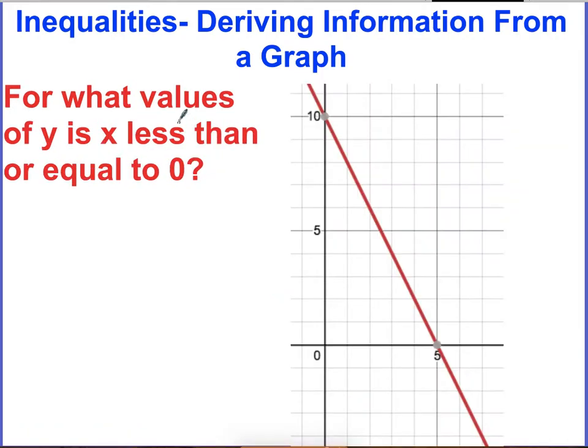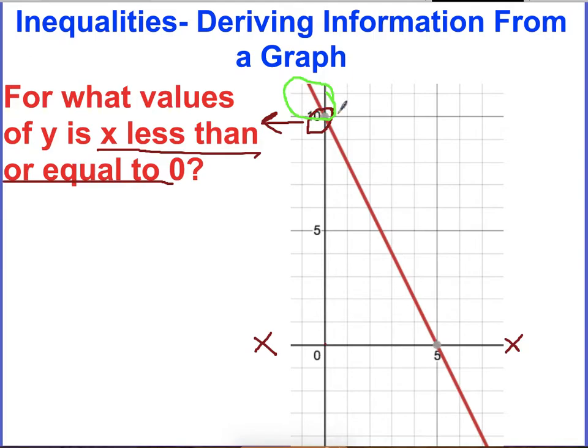Let's look at another example. For what values of y is x less than or equal to 0? So let's look for when x is less than or equal to 0. Remember, x values are going to be here. This is the x-axis. The x value of 0, so x is 0 right here. And I want to know when x is less than 0. So x is going to be less if we go to the left on the graph. So that's going to be all of these values.